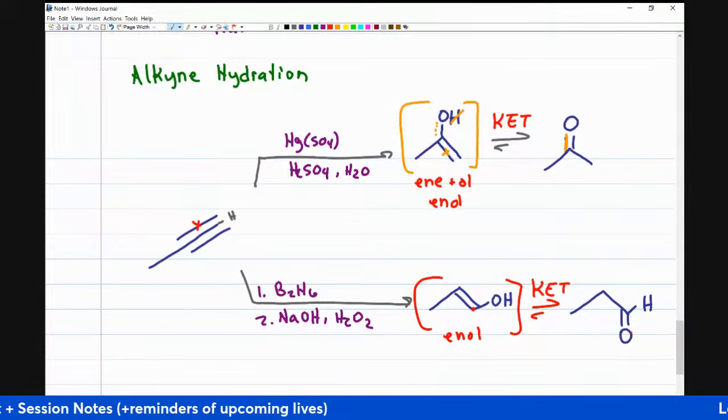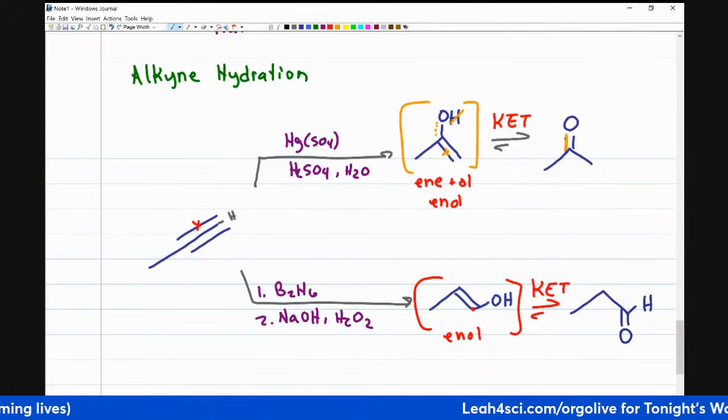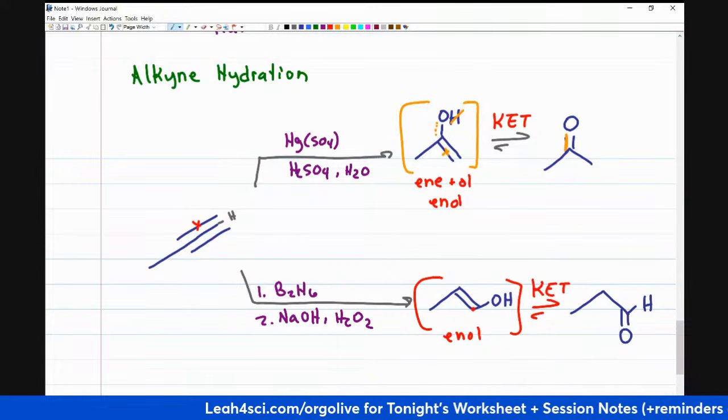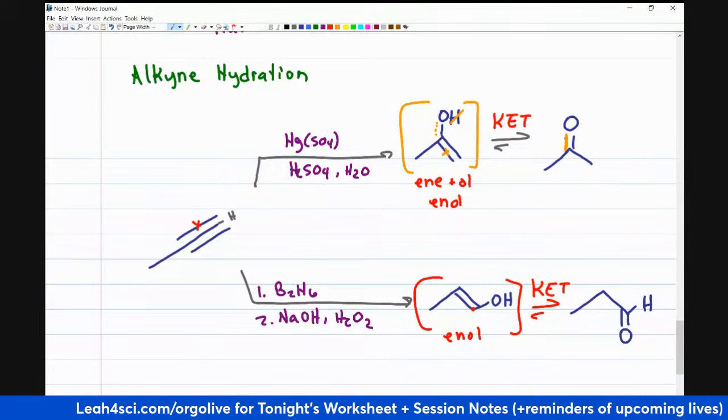You get an aldehyde at the terminal carbon, and that is the same setup, but because we used an asymmetrical molecule, we were able to control it for two different products.